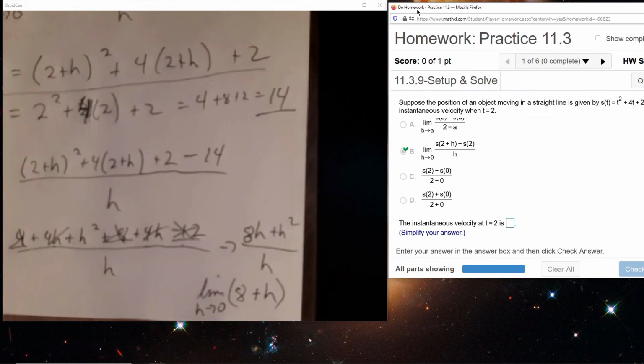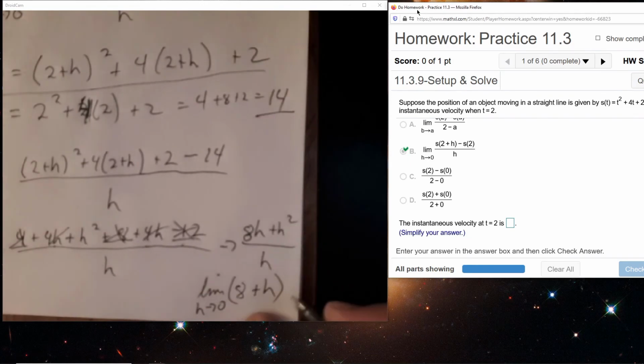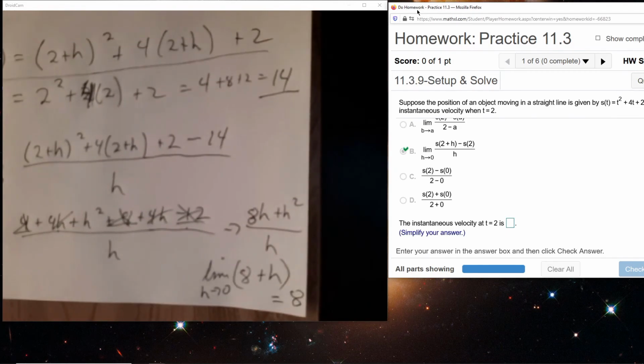And as h goes to 0, what is this forever getting closer to? It's forever getting closer to 8. And that's our answer.